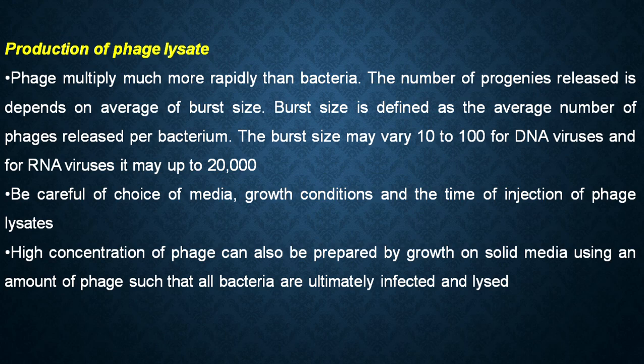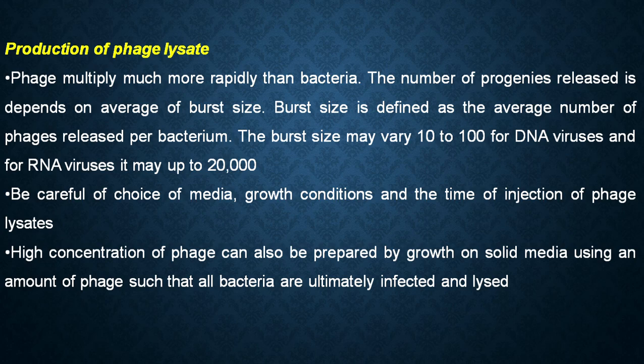Phage multiply much more rapidly than bacteria. The number of progeny released depends on the average burst size. Burst size is defined as the average number of phage released per bacterium. The burst size may vary from 10 to 100 for DNA viruses, and for RNA viruses it may be up to 20,000. Be careful in the choice of media, growth conditions, and the time of infection for phage lysates.